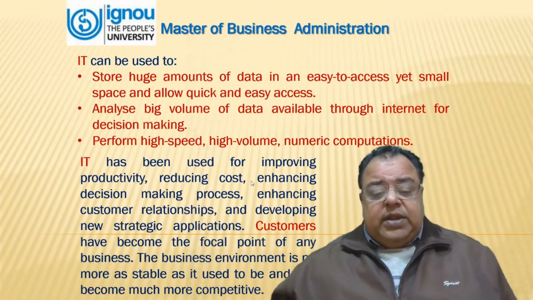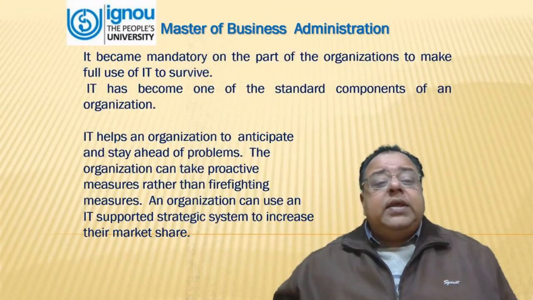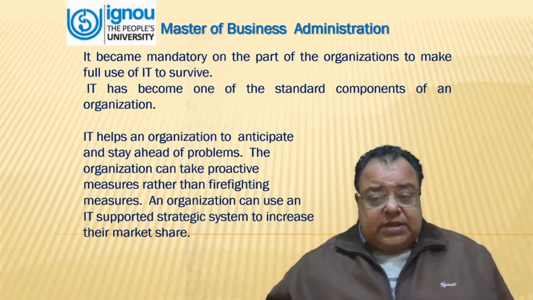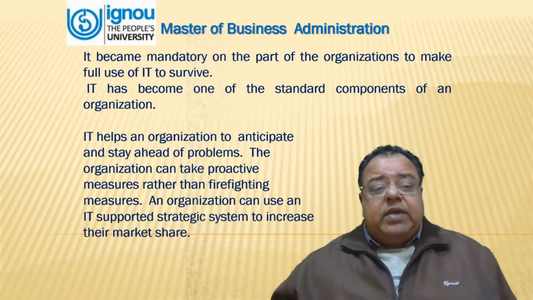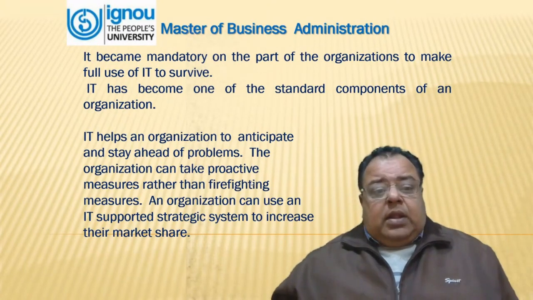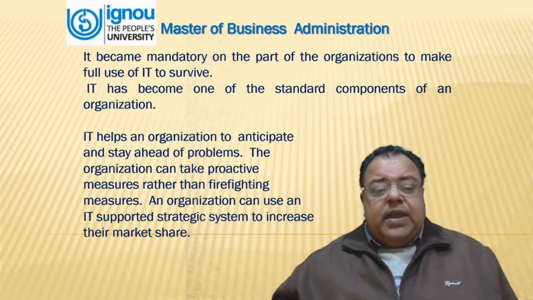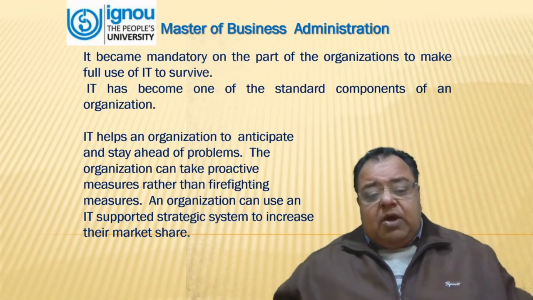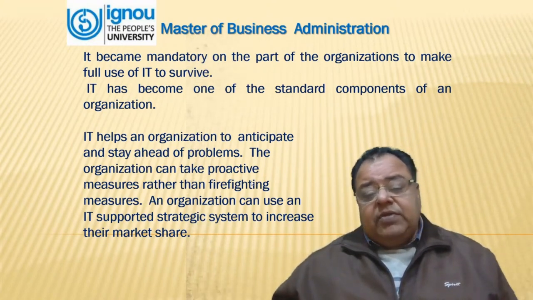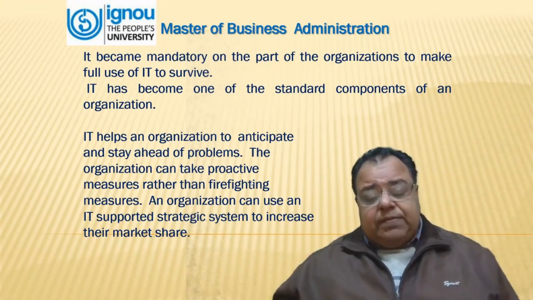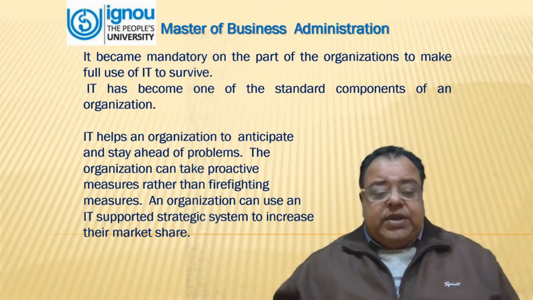The business environment is no more as stable as it used to be and has become much more competitive. IT became mandatory on the part of the organization to make full use of IT. It has become one of the standard components of an organization. It helps an organization to anticipate and stay ahead of problems. The organizations can take proactive measures rather than firefighting measures. An organization can use an IT-supported strategic system to increase their market share.